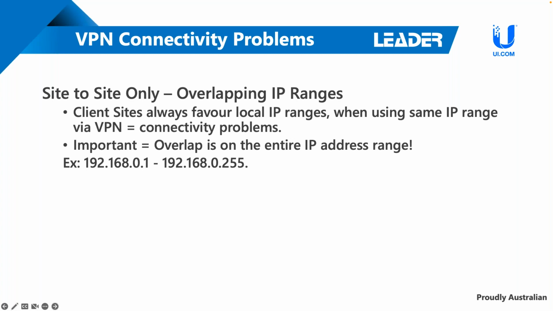So it's important to make sure there's no overlap, and it's important to ensure that you've planned this out correctly for the number of sites that you have. And remember, it's for the entire IP address range, it's the entire subnet. So it's 192.168.0.1 all the way up to 255. It's not just a specific IP address. So that's pretty much it.